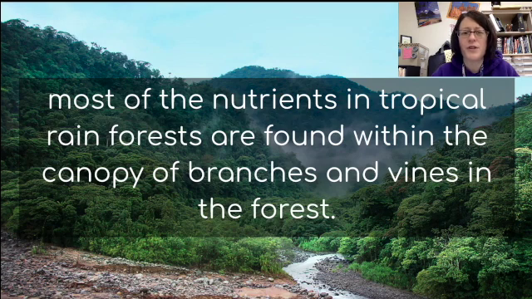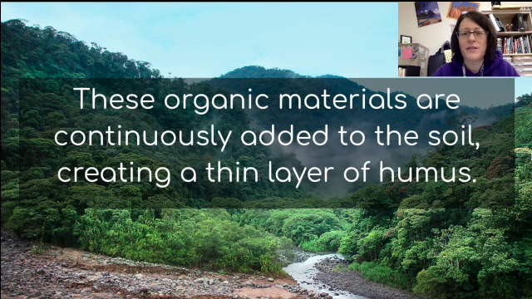Most of the nutrients in tropical rainforests are found within the canopy of branches and vines in the forest. So all that vegetation is taking the nutrients out of the soil and holds the nutrients. These organic materials are continuously added to the soil, creating a thin layer of humus. So those materials are falling down to the floor, decaying, and providing humus that will then replenish the plant life.